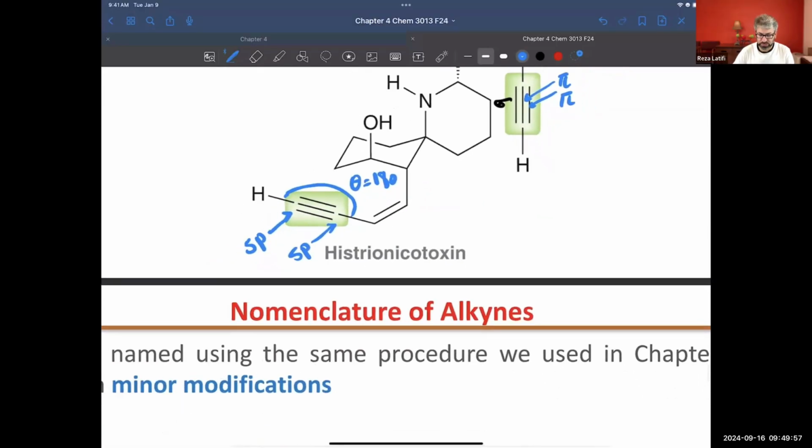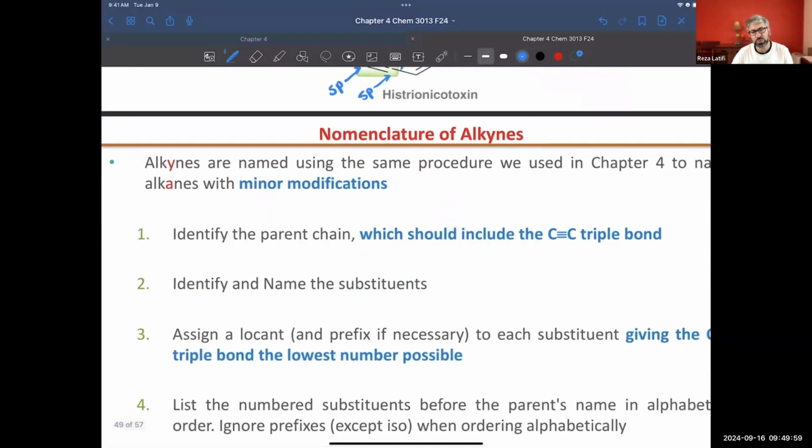And let's go through how to name those compounds. The rules will be similar to alkenes. You need to start with the triple bond. The triple bond should have the smallest possible locator or number, and your main chain must include the triple bond.